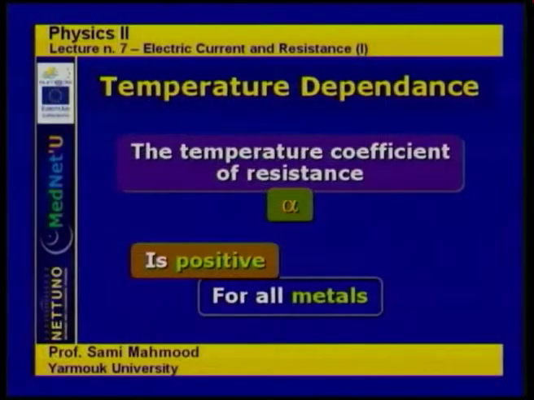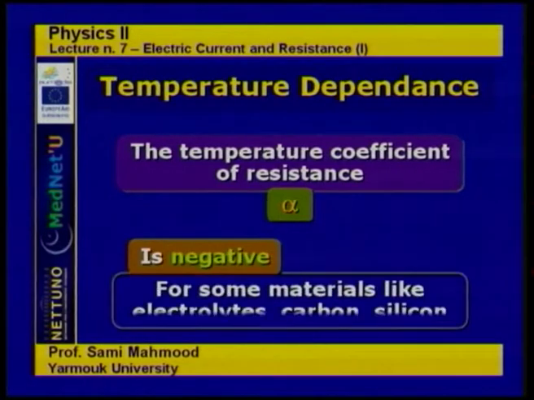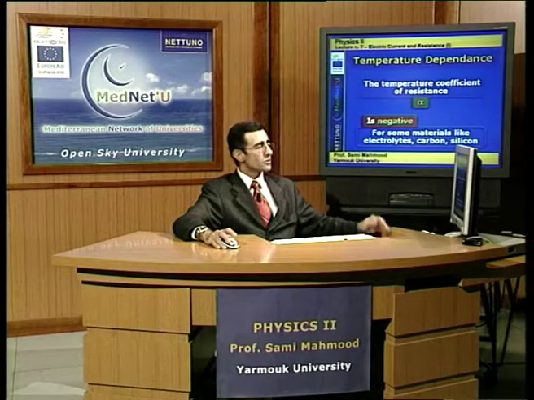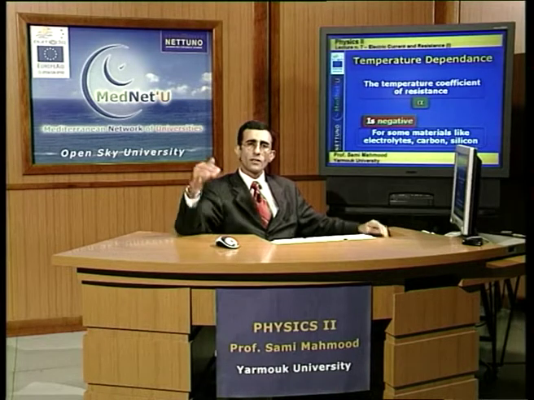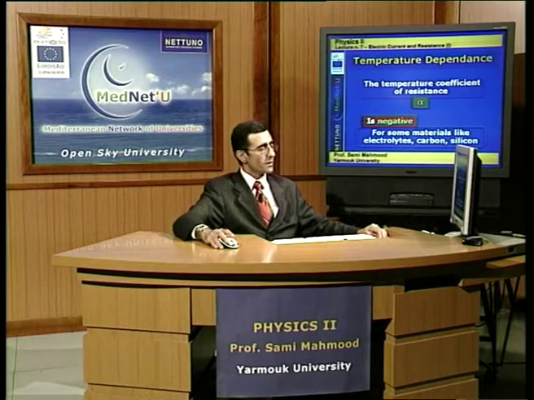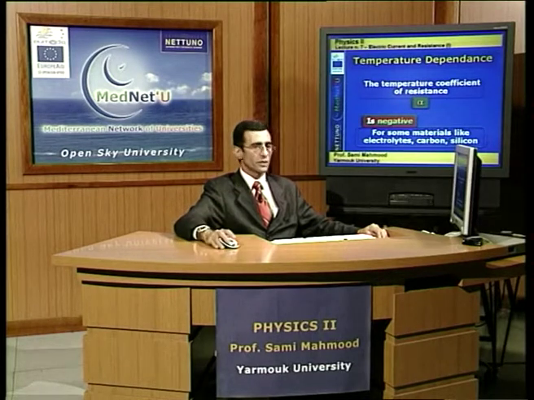This gives the relation. The temperature coefficient of resistance alpha is characteristic of the material. So it's positive for all metals. Alpha is always positive, which means that for all metals, their resistivity increases with increasing temperature. But alpha is negative for some materials, like, for example, electrolytes, or like carbon, or like silicon, which are semiconductors. So in some materials, their resistivity drops with the increase in temperature, but not metals. For metals, the resistivity always increases.